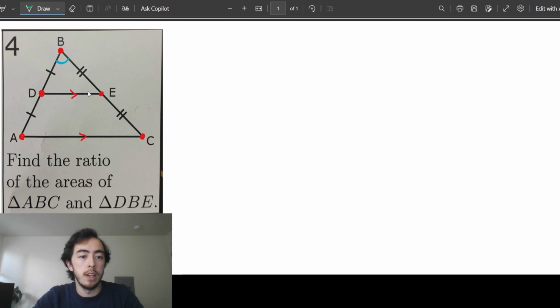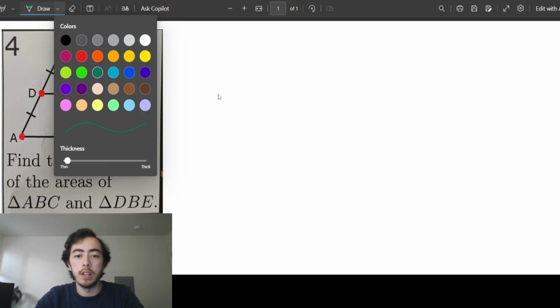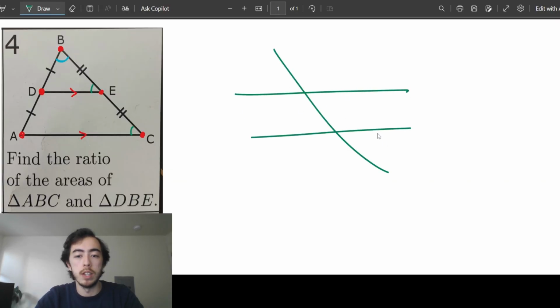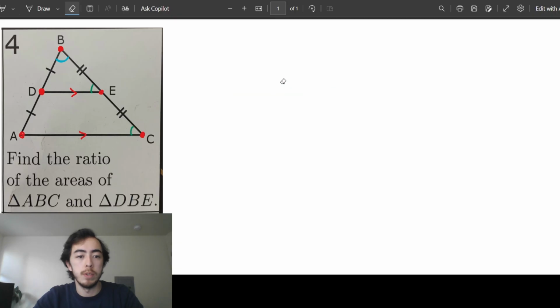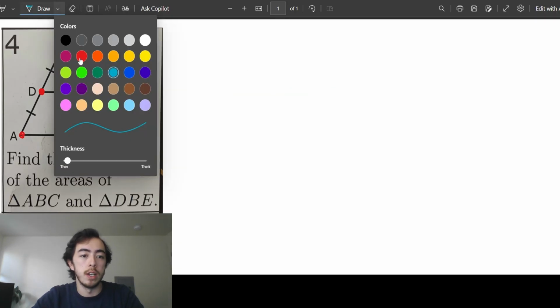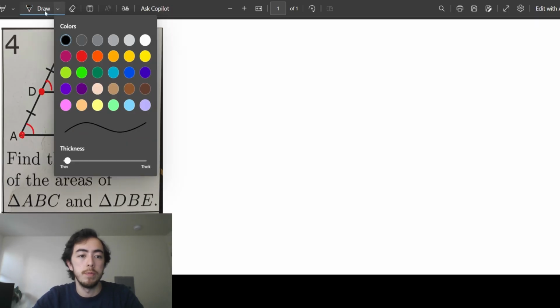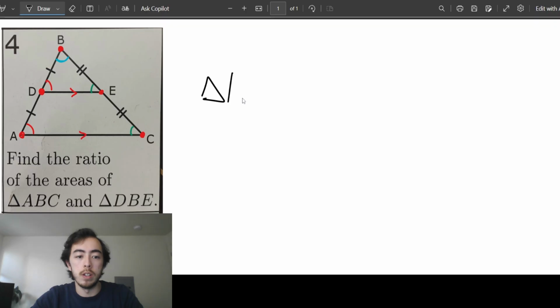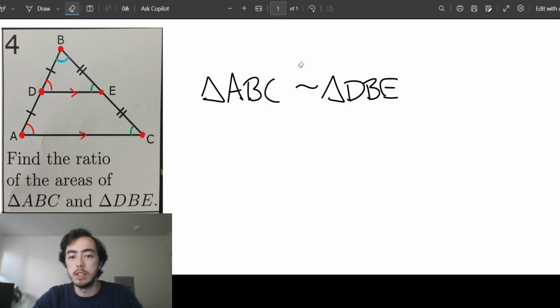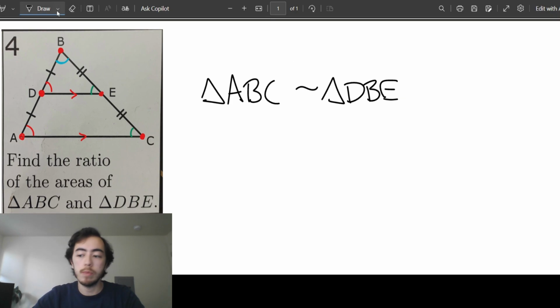Okay, now that I have parallel lines, I can find pairs of corresponding angles. I'm thinking in terms of those parallel lines and transversal problems, where angles in the same spot here and here have the same measurement. And then I can do it on the other side as well, where this angle and that angle are going to be congruent. So that just shows me that triangle ABC and triangle DBE are similar to each other. I'm using this tilde to represent that they're similar.